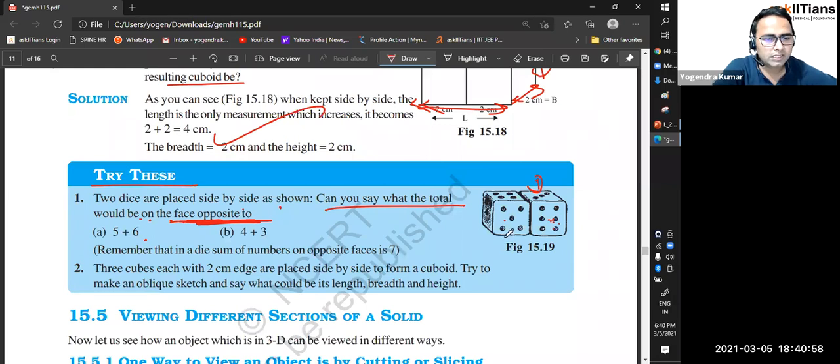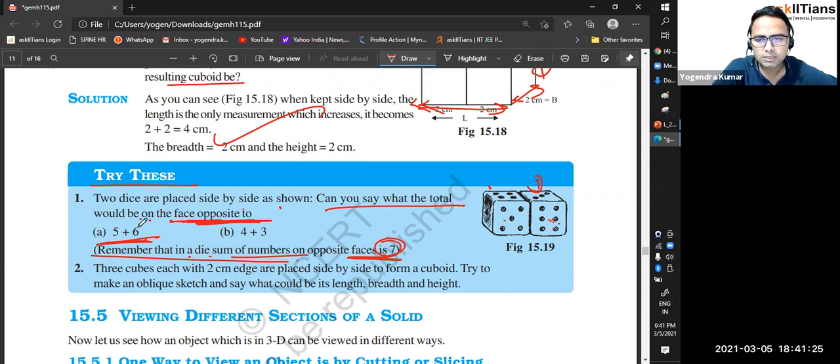Okay, what we can say, below 4 it will be 3, right? Behind this will be what? 2. So we have 2 here, right? 2 and 1, it should be. Remember that in a die, the sum of the numbers on the opposite faces is what? This is what I used. I hope you remember this. It is 7. So 5 and 2 is there. So I hope you got it.